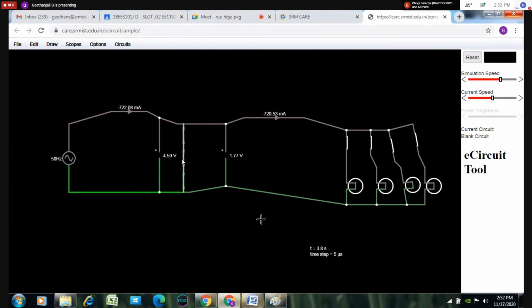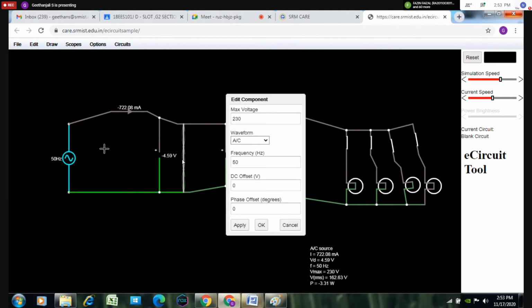So we have made everything. Now we have to start taking the readings. Excuse me, ma'am, can you tell again which values you changed in the circuit? First, you have to change the supply voltage. Click on it and set the maximum voltage as 230, frequency 50 Hz. These two data you have to change for the supply.